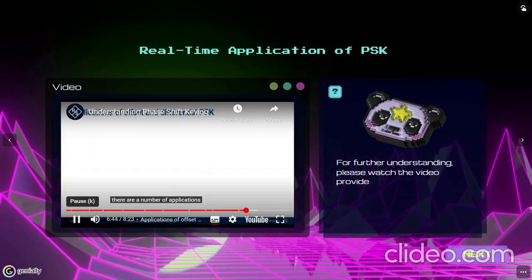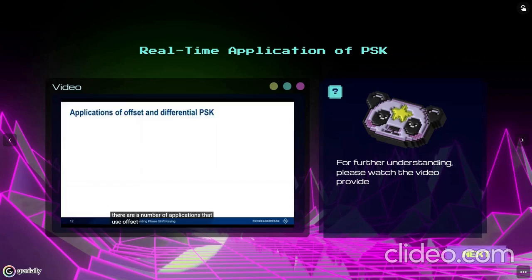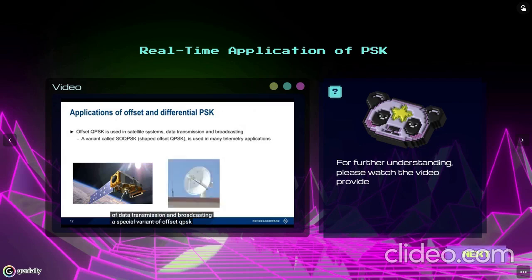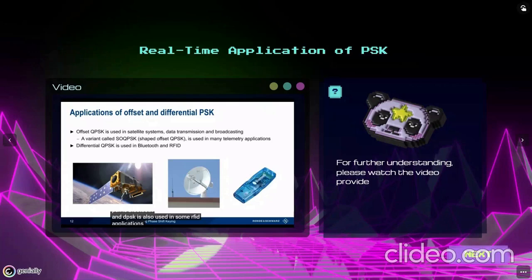There are a number of applications that use offset and differential PSK. Offset QPSK is most often found in satellite systems due to its spectral efficiency and constant power envelope, although it's often used for other types of data transmission and broadcasting. A special variant of offset QPSK, called shaped offset QPSK or SOQPSK, is used in many telemetry applications. A well-known application of differential PSK is Bluetooth, and DPSK is also used in some RFID applications as well.